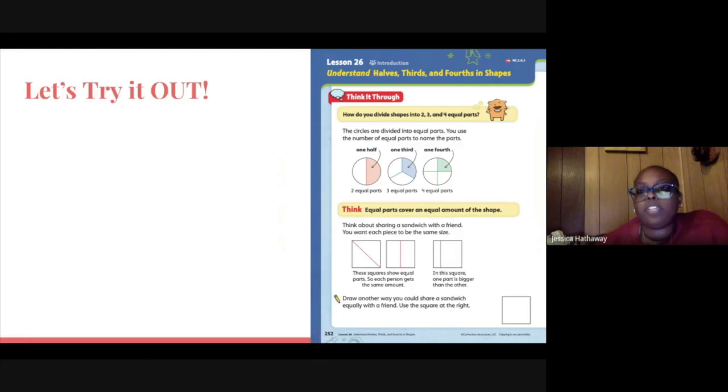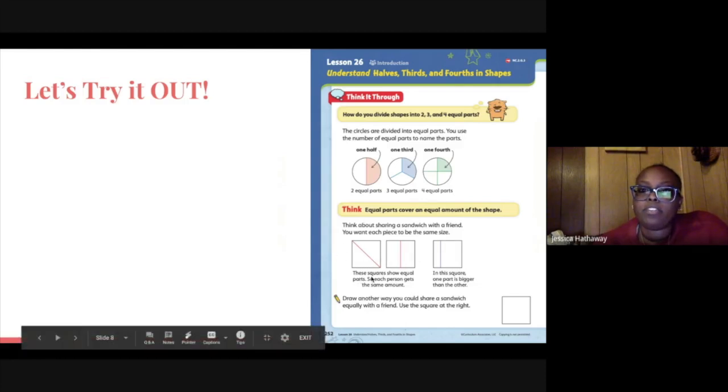I also want you to think about sharing a sandwich with a friend. Though most of us don't like sharing, it's good to share. You want each part to be the same size. So of these 2 squares right here, this square shows equal parts, so each person gets the same amount. In this square, one part is bigger than the other, so this is not an equal part.